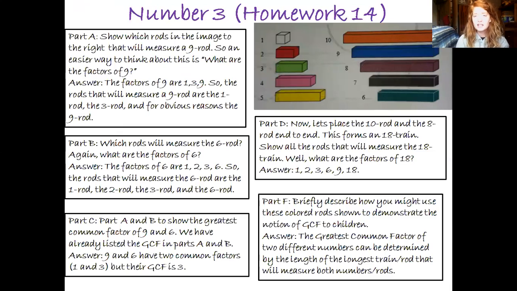In part D, we're going to place the 10 rod and the 8 rod side by side. This forms an 18 train. Show all the rods that will measure the 18 train. Well, what are the factors of 18? 1, 2, 3, 6, 9, and 18.